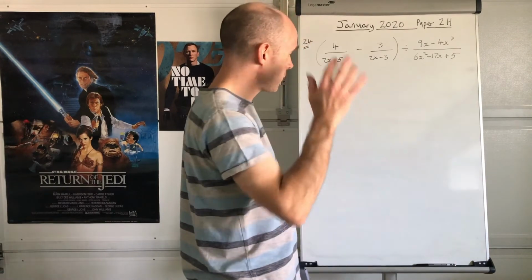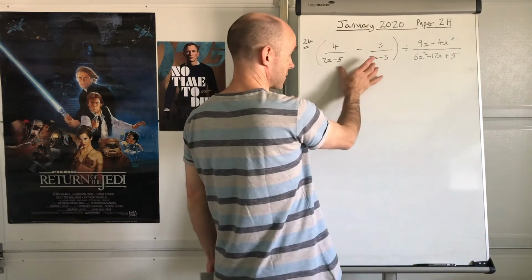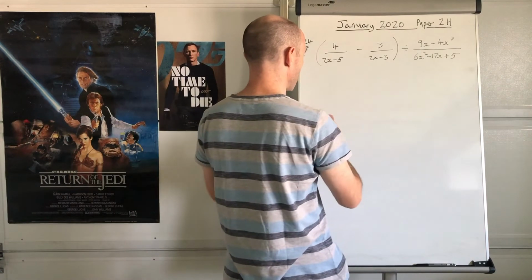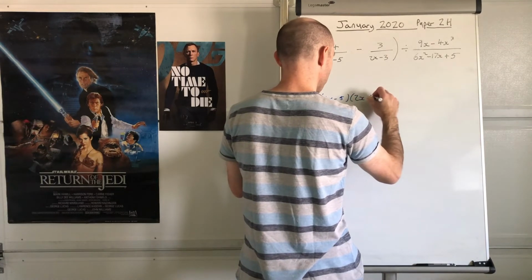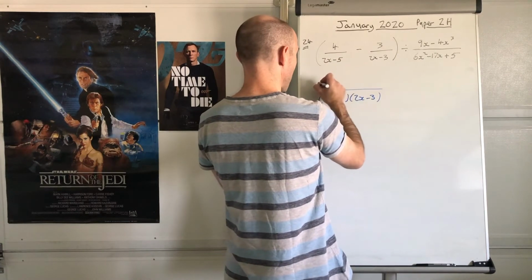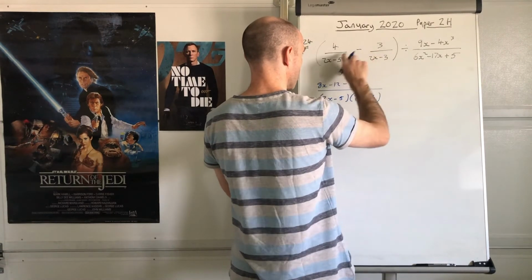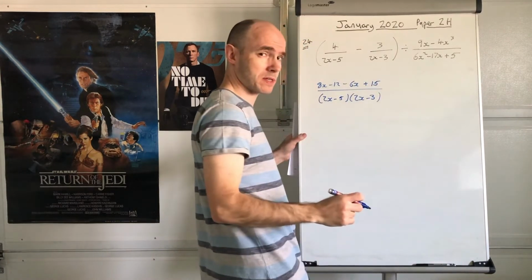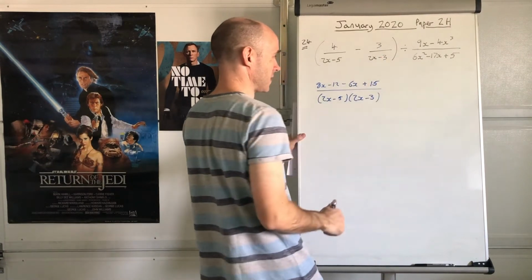We've got to do a few things, haven't we? We've got to try and factorise that as much as possible, and we've got to combine these fractions into one common denominator. So let's have a go. The common denominator is going to be 2x minus 5, 2x minus 3. On the top, you have 4 times that, so 8x minus 12, and then subtract 3 times 2x, 6x, and then plus 15. Are you happy with why it's plus 15? We're doing subtract 3 times negative 5, which gives you plus 15.